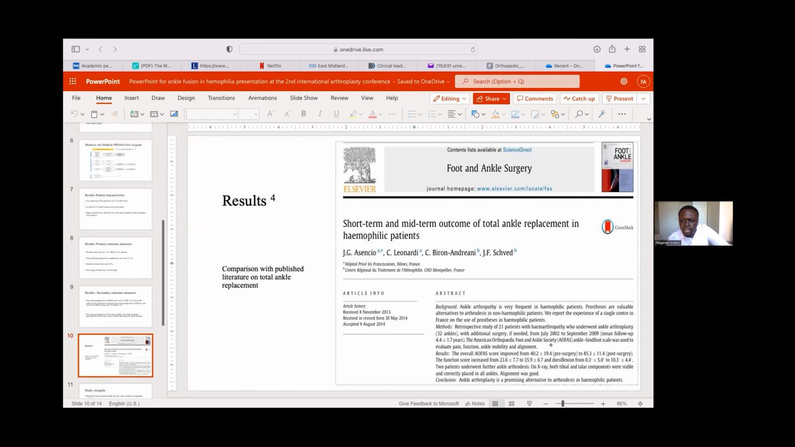And they found an alpha score improvement from 40 preoperatively to 85.3 postoperatively. And also notice that 2 patients out of their 21 patient group went on to have further surgery, which was an ankle arthrodesis. So it appears that ankle arthrodesis was used as a salvage procedure in their own patient cohorts.